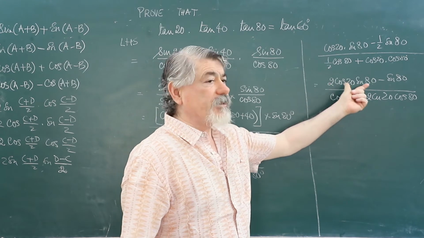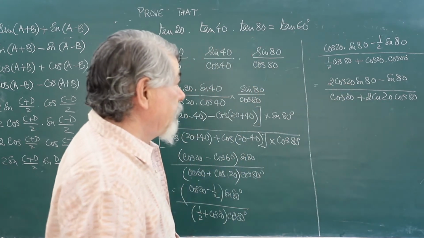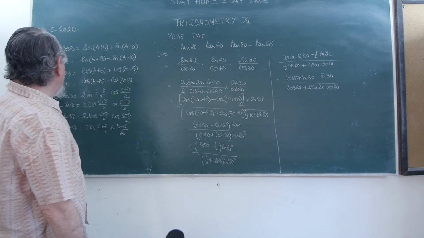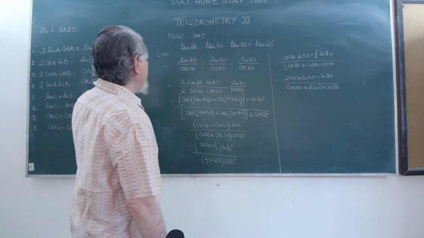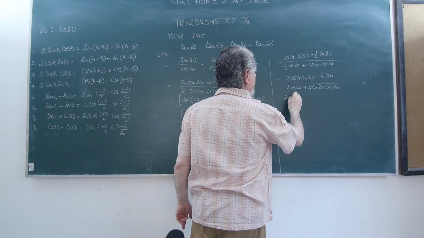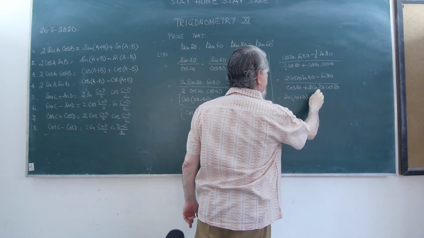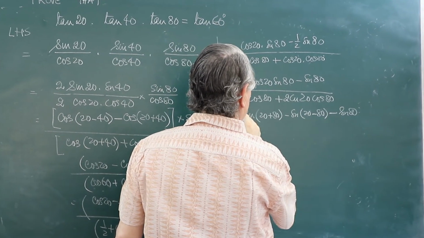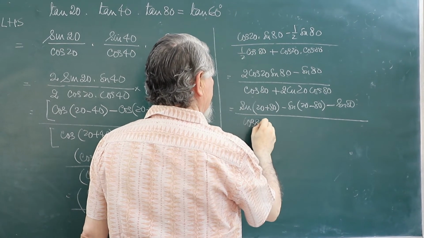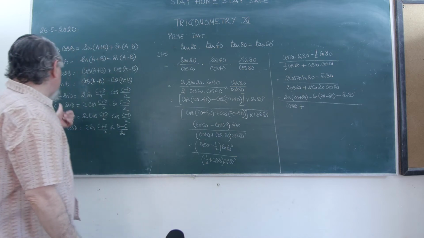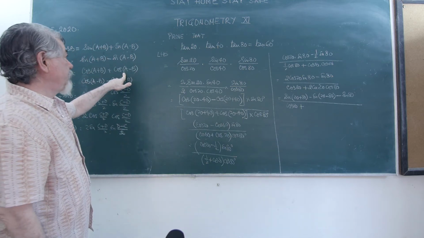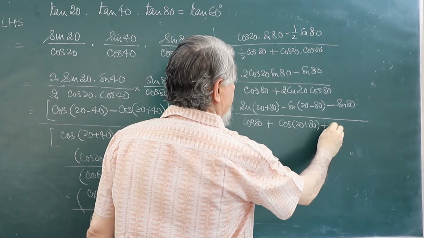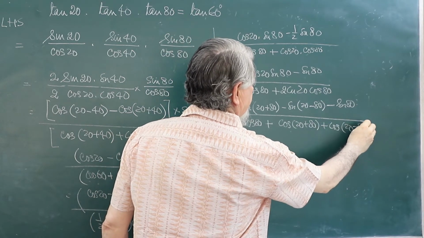Now again I am going to apply 2 cos A sin B and 2 cos A cos B. Here 2 cos A cos B, there it is cos A sin B. So 2 cos A sin B is sin A plus B minus sin A minus B. Sin A plus B minus sin A minus B and minus sin 80 upon cos 80 as it is, and 2 cos A cos B is cos A plus B plus cos A minus B. Cos A plus B, 20 plus 80, plus cos A minus B.